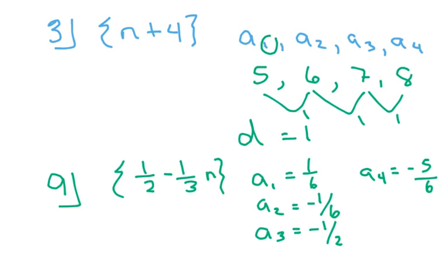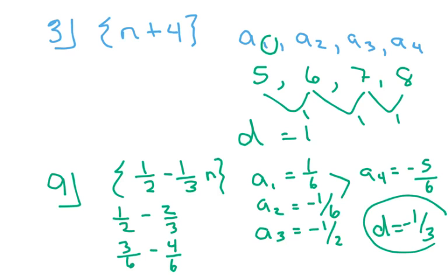Now, to find the common difference, all you have to do is subtract. I'm not sure if these two are right. Let's see. I'm going to plug in 2, so we get 1/2 minus 2/3, which is 3 over 6 minus 4 over 6. Yeah, it is negative 1/6. When you find the common difference, you'll find it is negative 1/3. Since it does have a common difference, it is arithmetic.